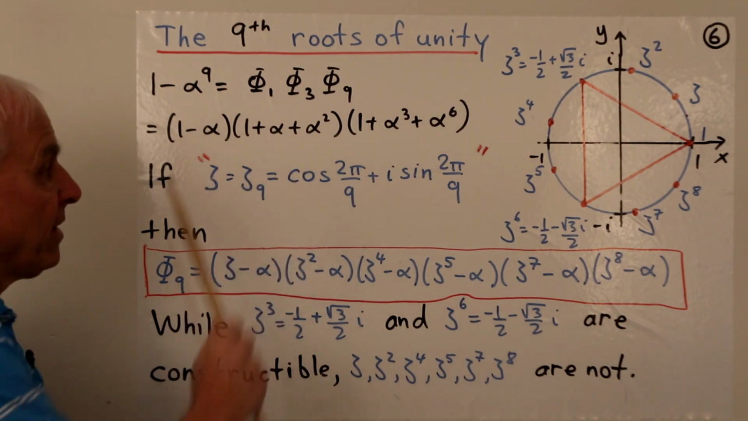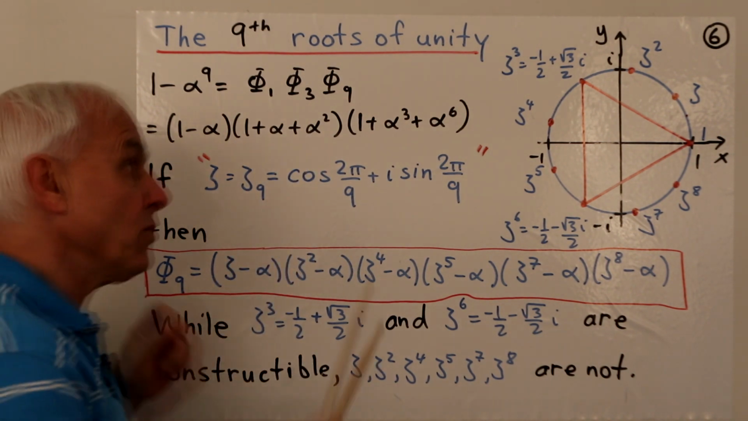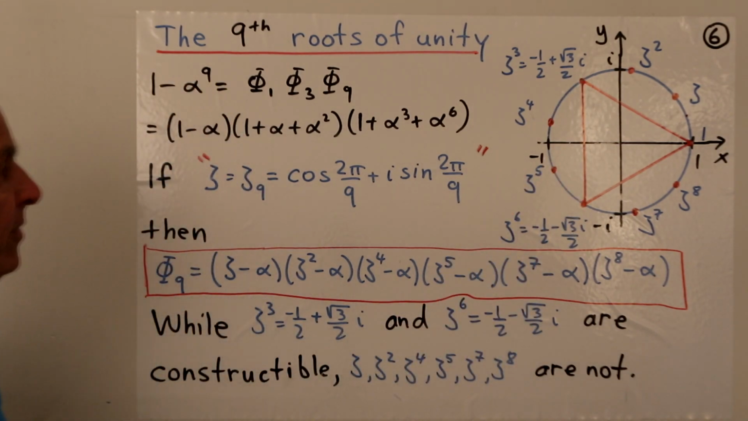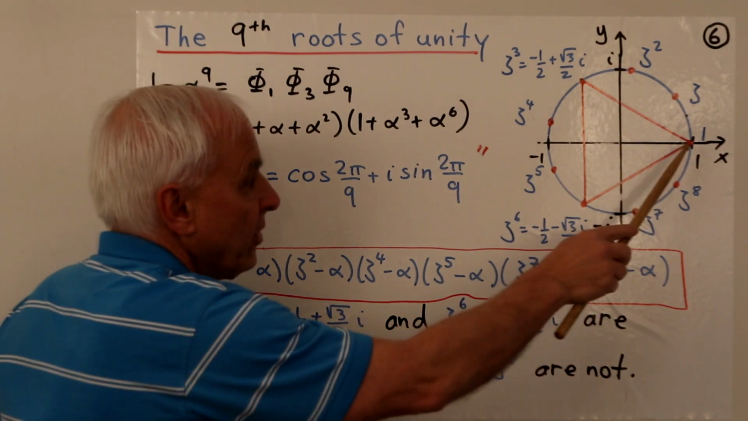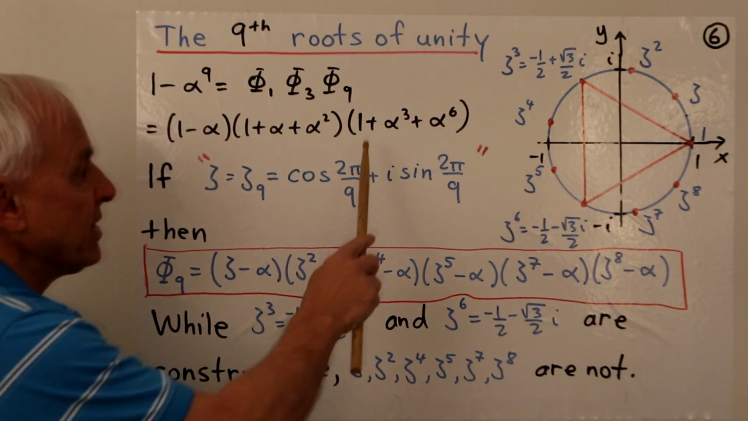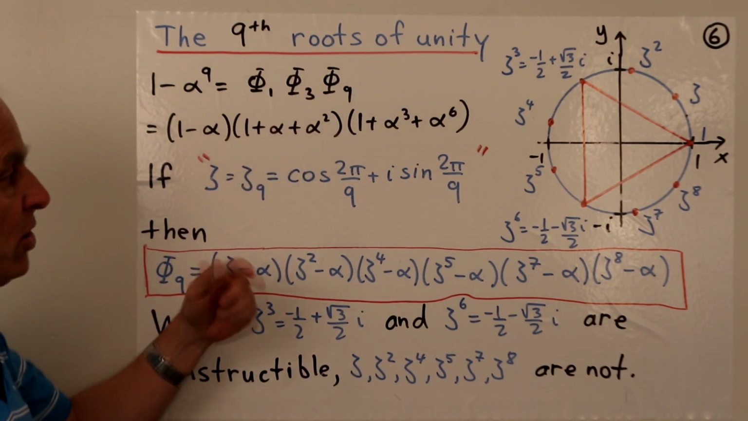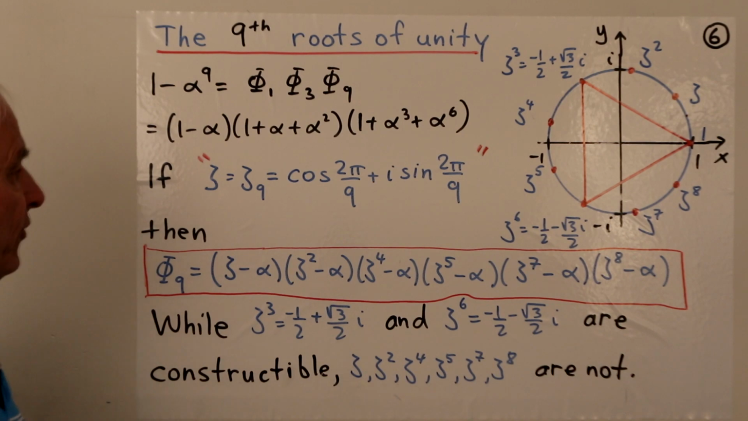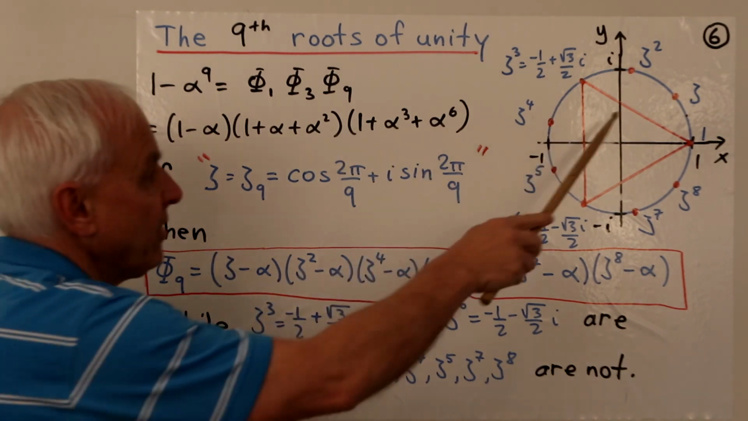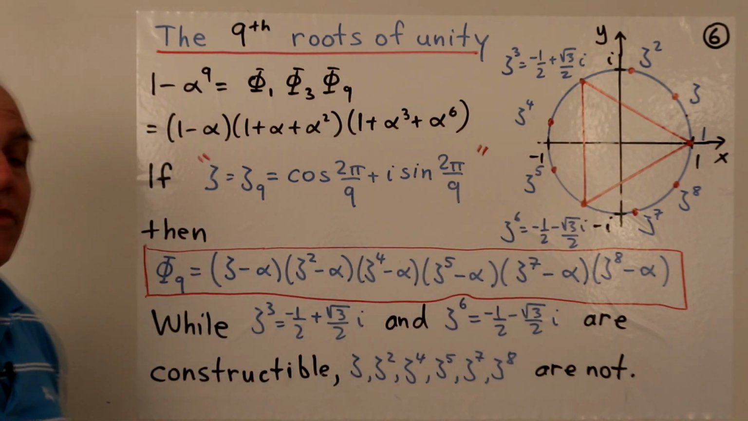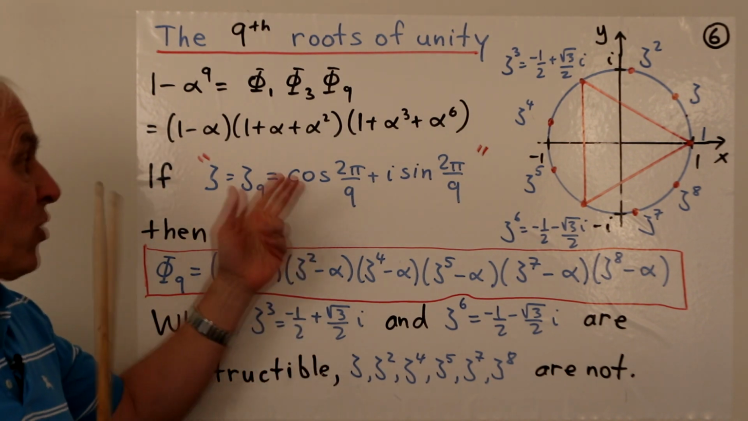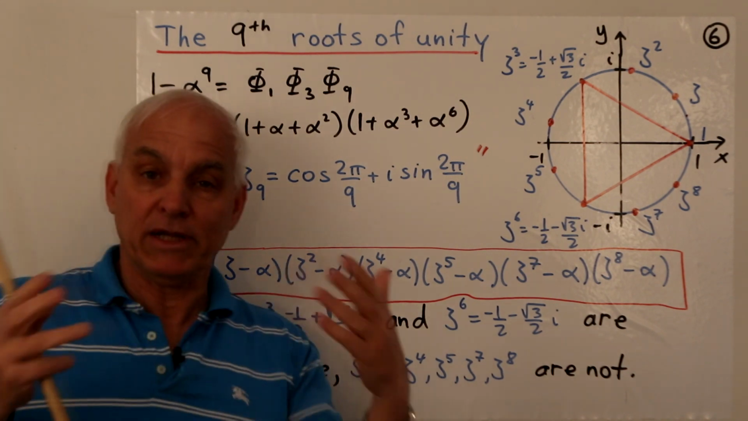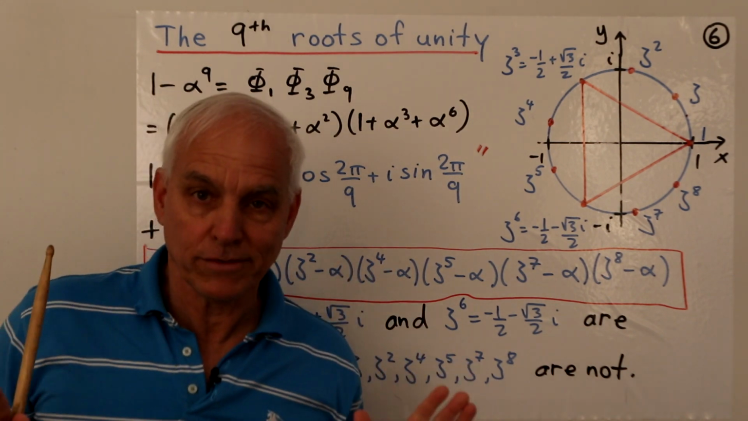The phi sub 3 is the product of the two linear factors corresponding to these two zeros. This one, of course, corresponds to this one. So this last factor, the phi sub 9, corresponds to the other 6 zeros. Starting with, say, zeta, this one here, the primitive 9th root of unity, which we could express as cosine 2 pi on 9 plus i sine 2 pi on 9, if you believe the standard story, which I don't.